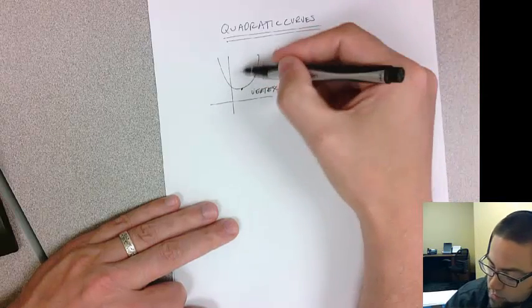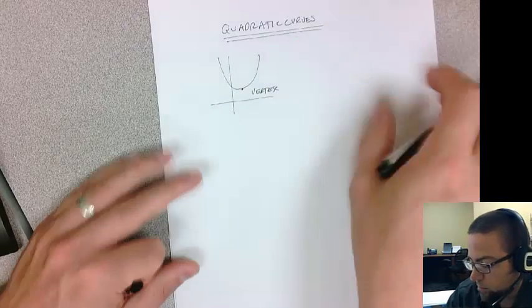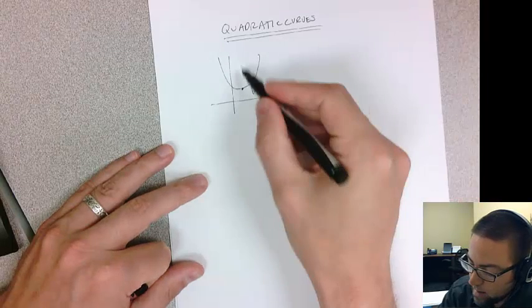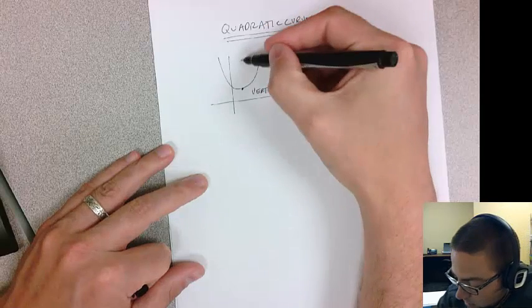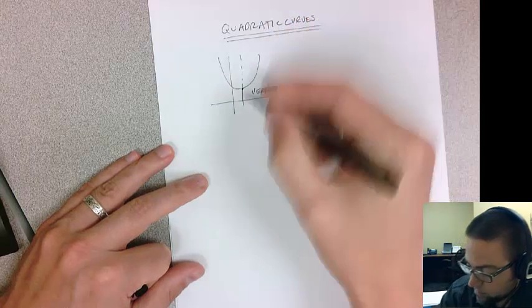And since they have a U shape, they all are symmetric. You could fold the paper and everything would be the same on one side of the line versus the other side of the line. So we call that the line of symmetry.